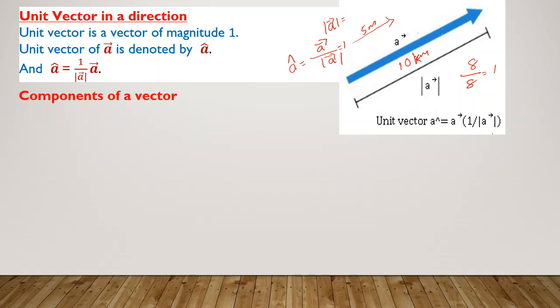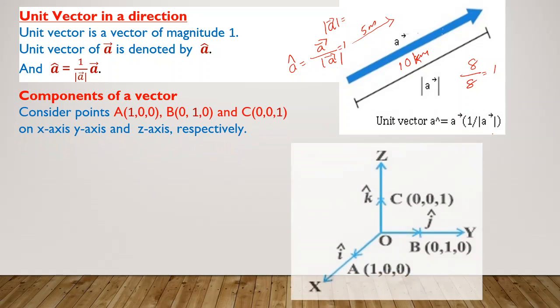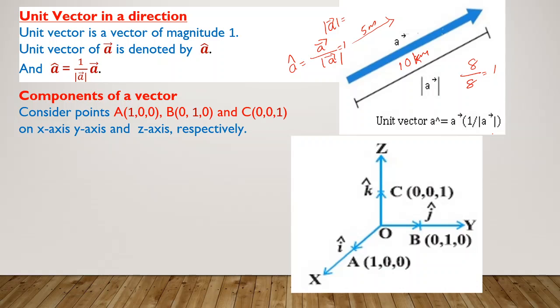Okay, dear students, let's study the components of a vector. There are some components for the given vectors. Now we have studied vectors, so let's study their components. What are the components? Please have a look at this diagram. I have taken 3 points, A, B, and C.